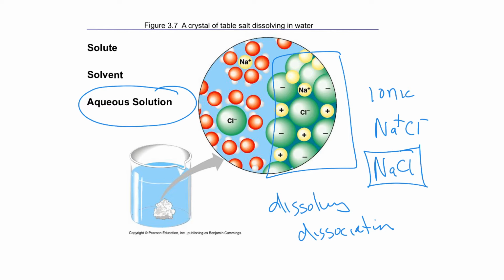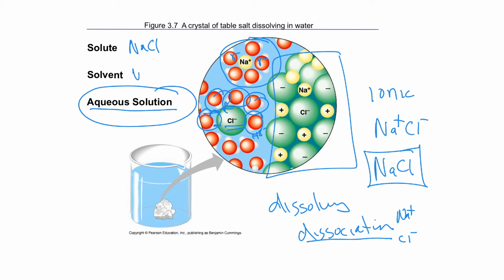Dissolving means it's surrounded by water. Dissociating means it actually breaks into its ions. And I can see the water molecules are attacking the negative ion. And notice that the positive end of the water molecule, remember the hydrogen end is more positive, is surrounding that. Look at the sodium end. Well, here I've got the electronegative oxygen on this side, and so those are all surrounding that. And so this is going to dissolve into an aqueous solution. The solute is my sodium chloride, and the solvent is water. So in biology, the solvent is almost always water.